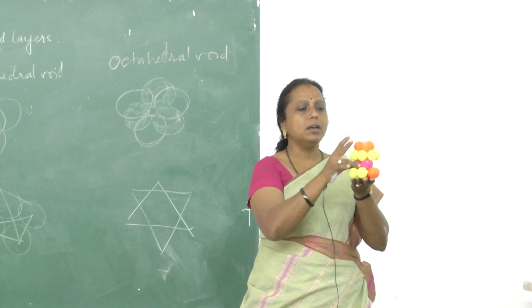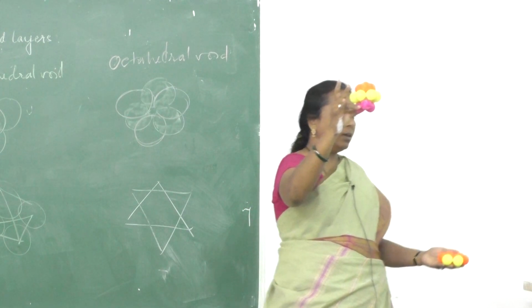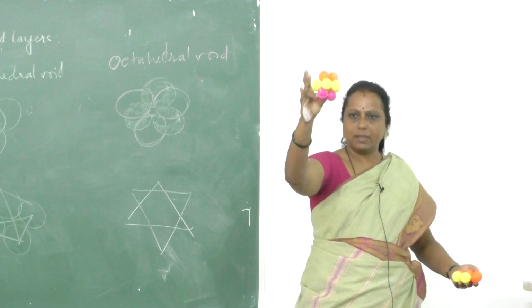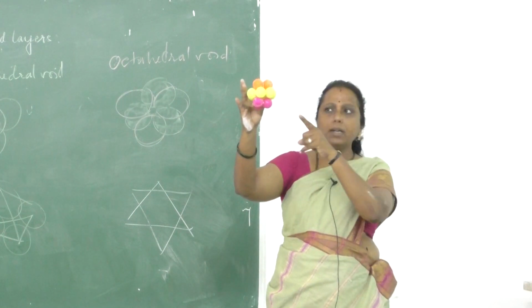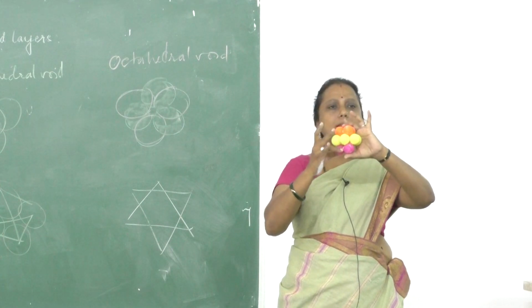We have to see the coordination number. I have just removed one layer, that's it. Coordination number of the sphere. Look at the center sphere. There is a central sphere.